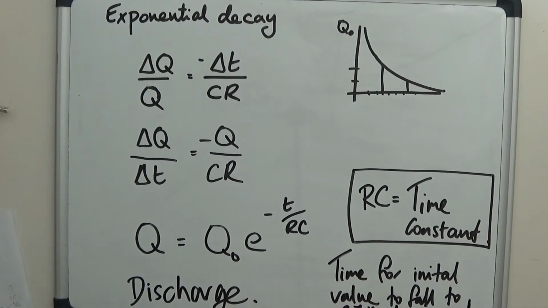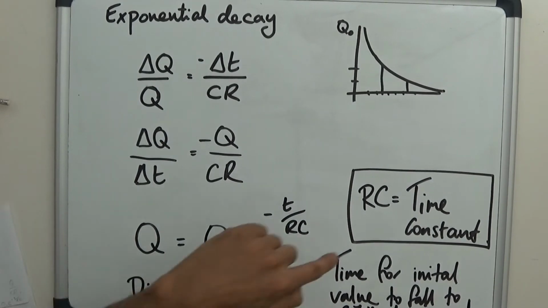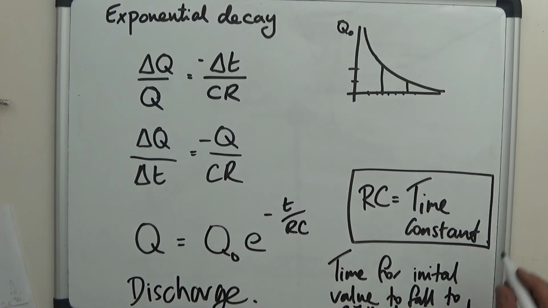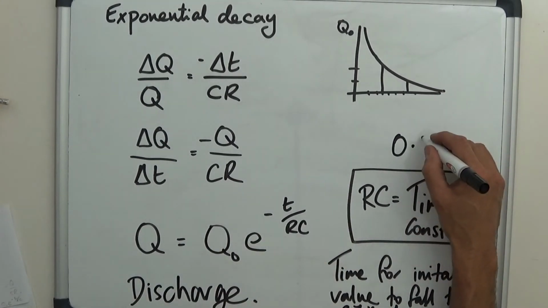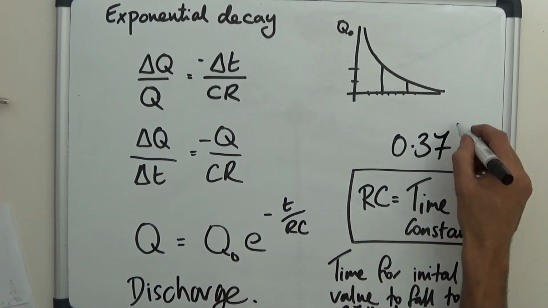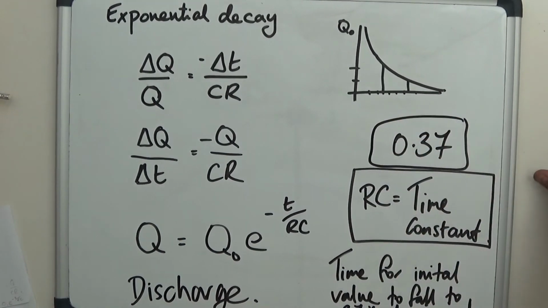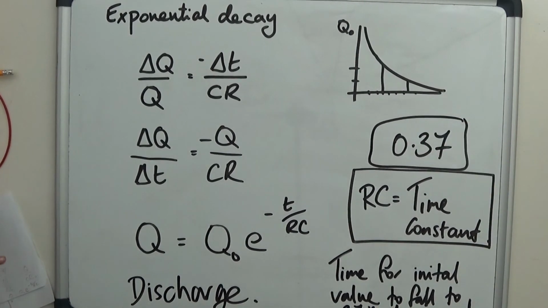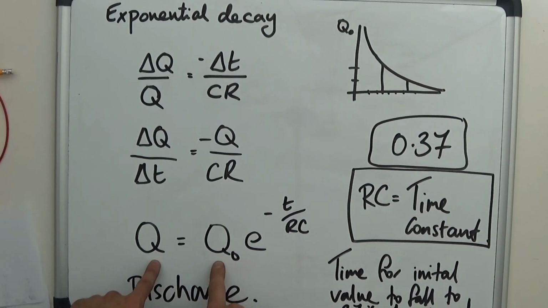Okie dokie, so this is our equation. The time constant is RC, and it's really key. It's the time to fall to 0.37 of the original. Okay, that's a key number. Righty-ho, that's this one. What we should see now is if we take natural logs of this, we should get a straight line.